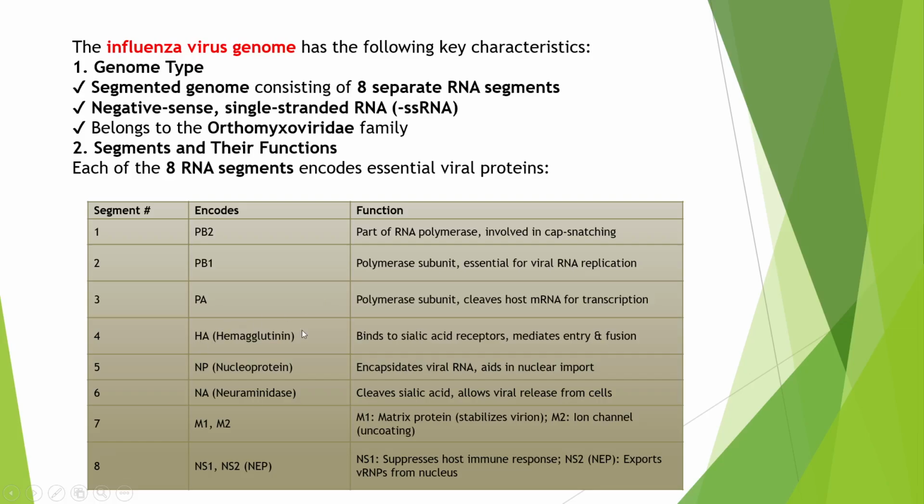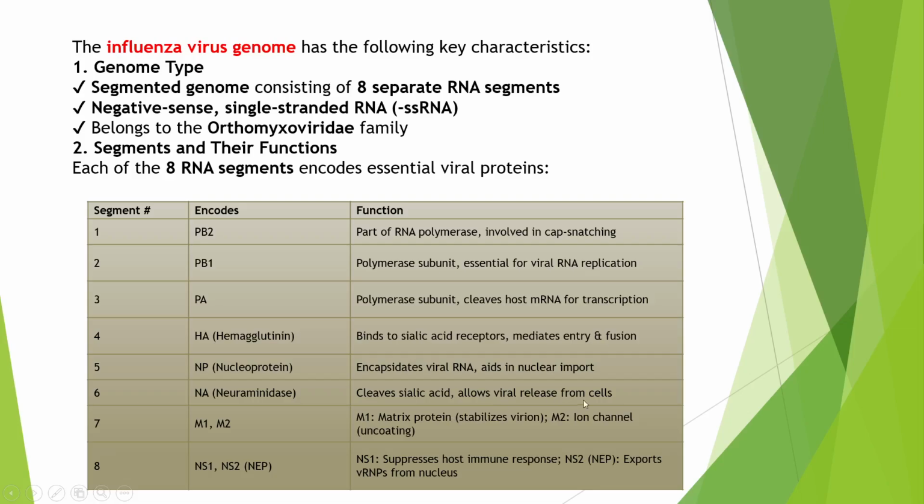Then HA, hemagglutinin, we just studied. It binds to the sialic acid receptors and mediates entry and fusion. Then NP, that is the nucleoprotein, encapsulates the viral RNA and aids in nuclear import, so basically packs it. Then NA, that is the neuraminidase, which is important for release. It cleaves the sialic acid residue which anchors the newly formed virus, which is now exposed as a virus bud.